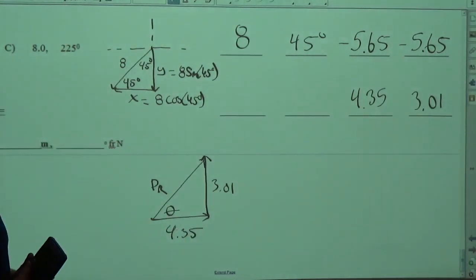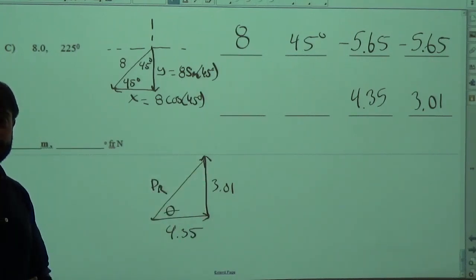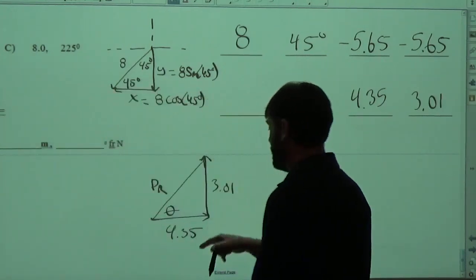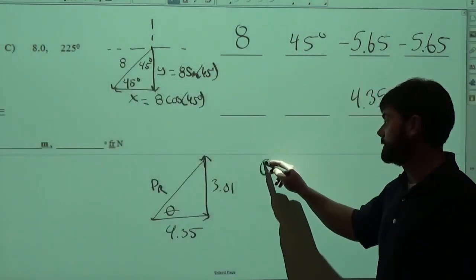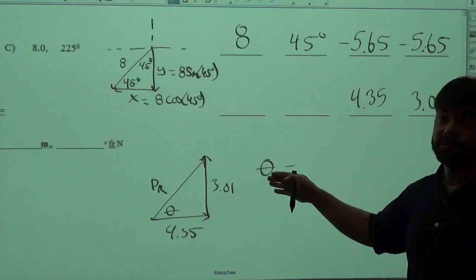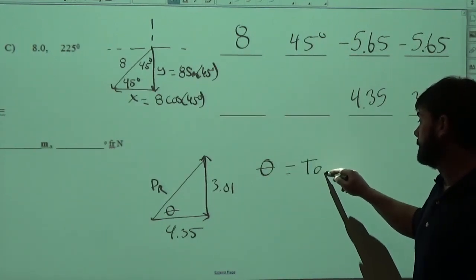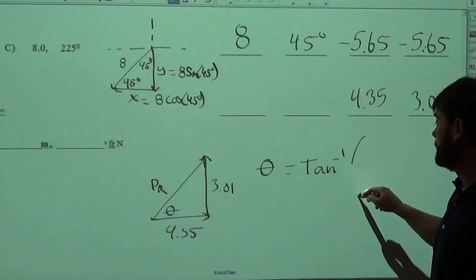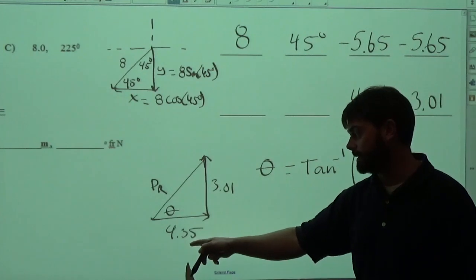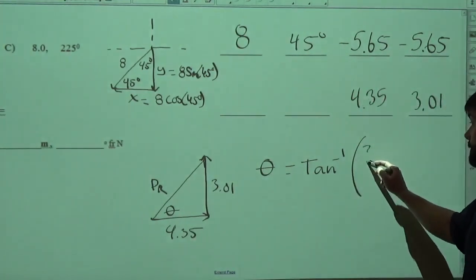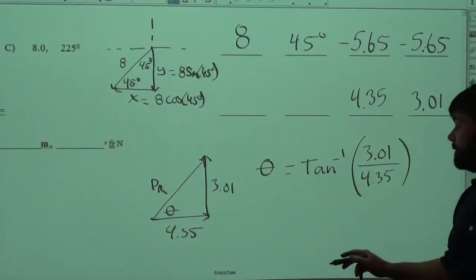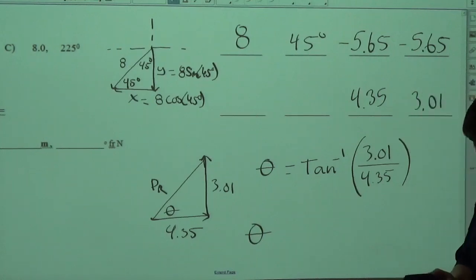So to figure out theta, the only information I'm given right now is my opposite side and my adjacent side, which is going to be my y and my x. The tangent function is opposite over adjacent. So if I want to solve for theta, I've got to do the inverse tangent of O divided by A. And if this is my corner, opposite is here and adjacent is here. So this is going to be 3.01 divided by 4.35.